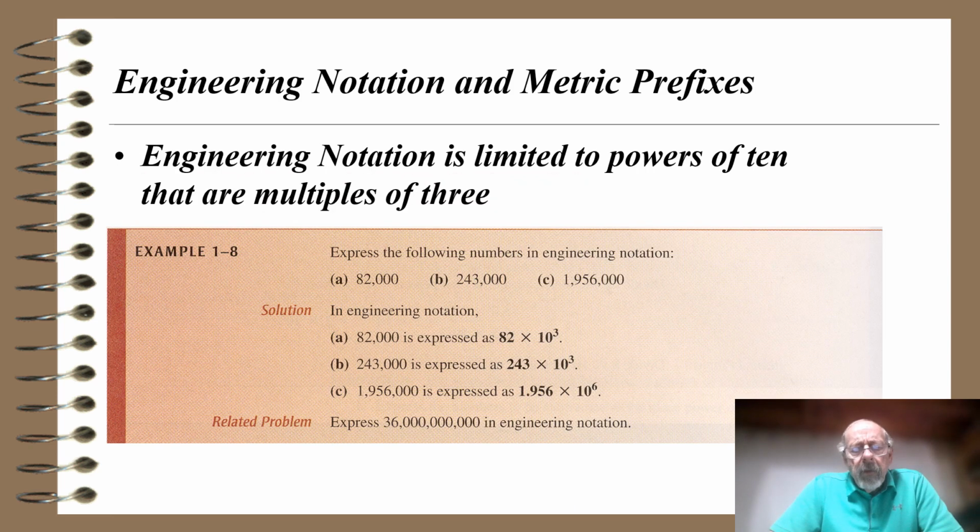So engineering notation and metric prefixes, well, that's limited to powers of 10 that are multiples of 3. And here's some examples. For instance, 82,000 is expressed as 82 times 10 to the 3rd. 243,000 is expressed as 243 times 10 to the 3rd. And 1,956,000 is expressed as 1.956 times 10 to the 6th.